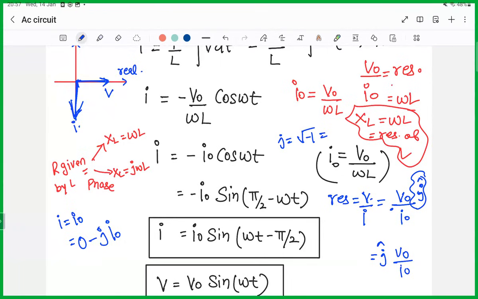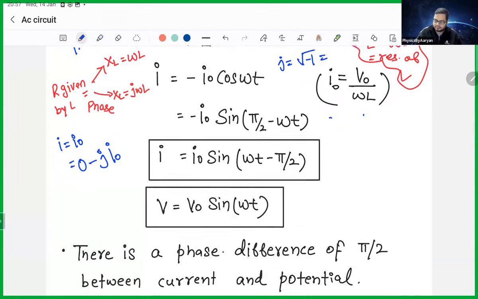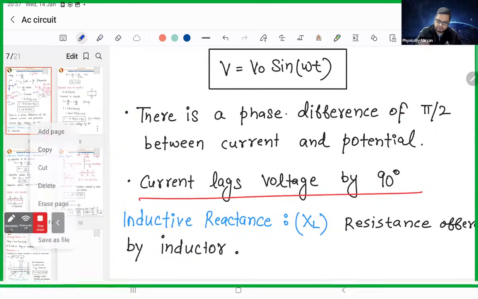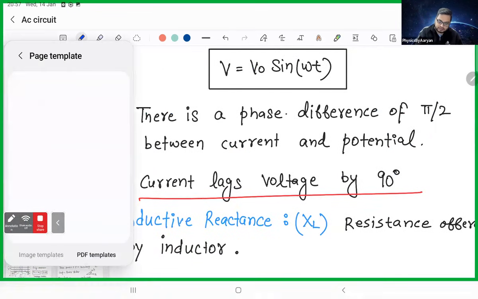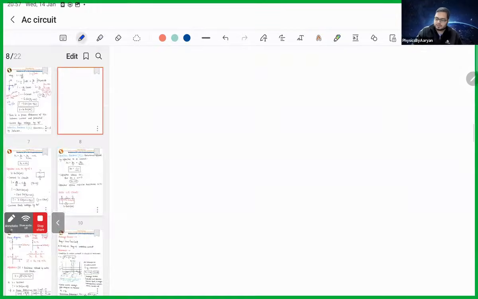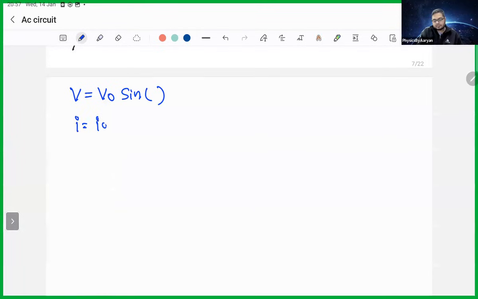So can you please repeat? Let's repeat. Look carefully. Let me add a page here. It's very important. We can repeat, and I think if we learn this here, then our life will be very easy. Okay, so these were my equations. Let me write my equation. My voltage was V naught into sine of something, and my current is I naught sine of something, and both of them have a phase difference of 90 degrees.